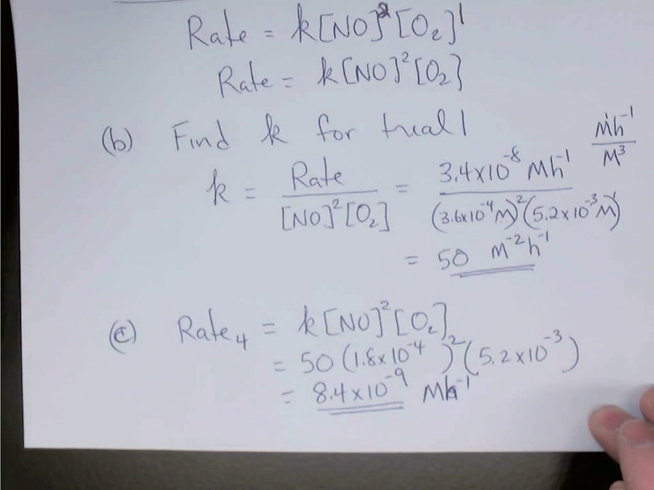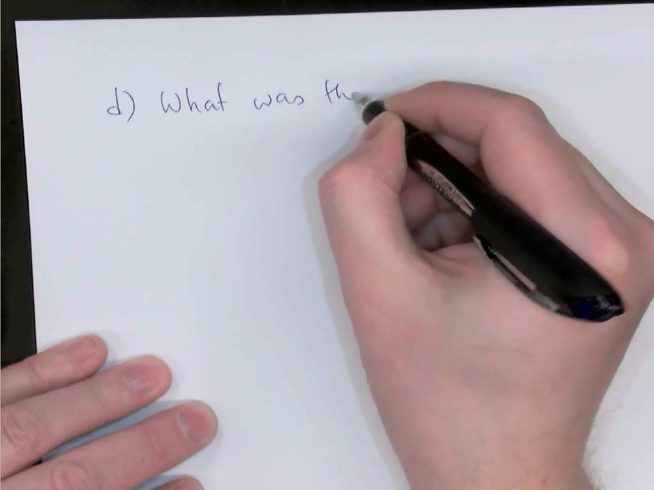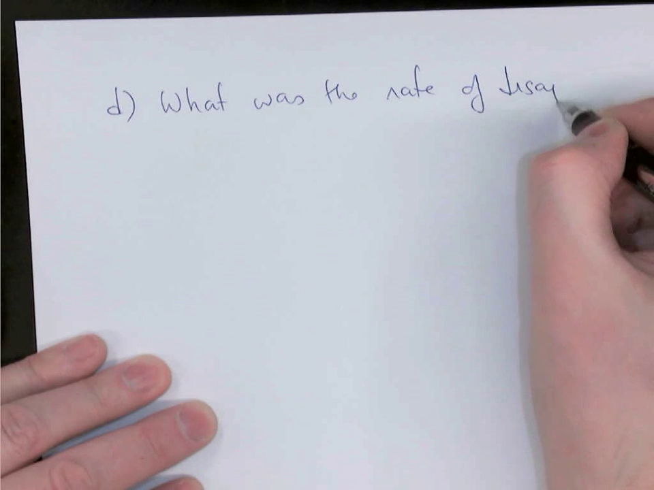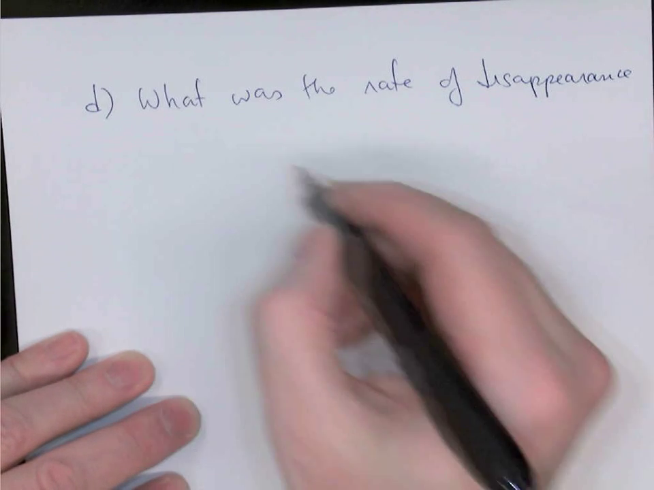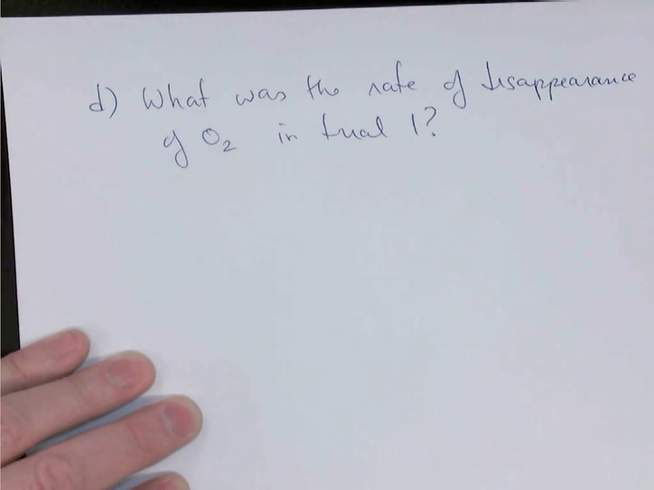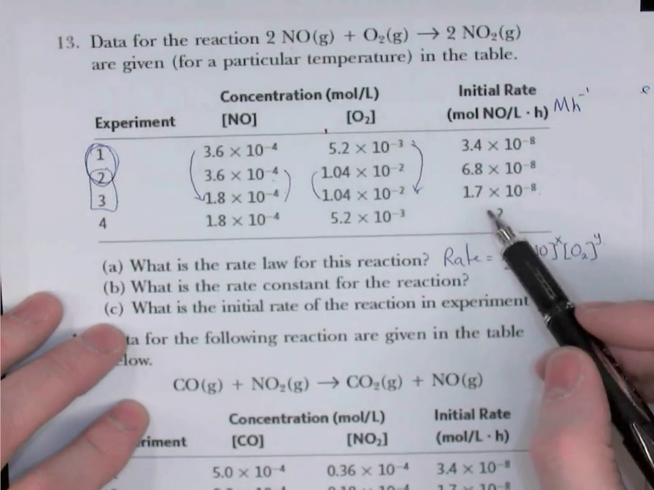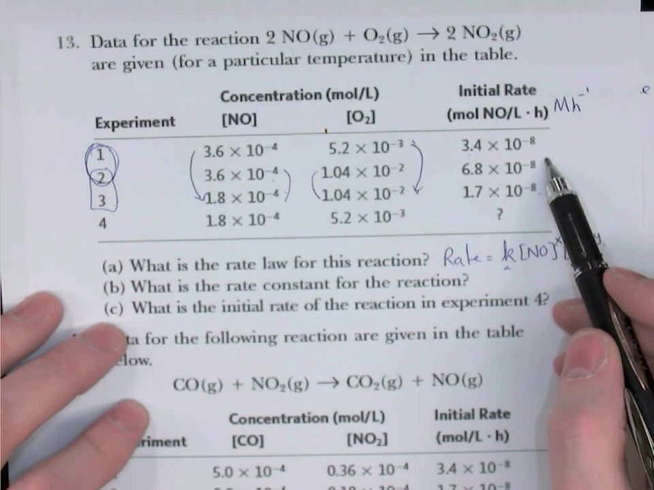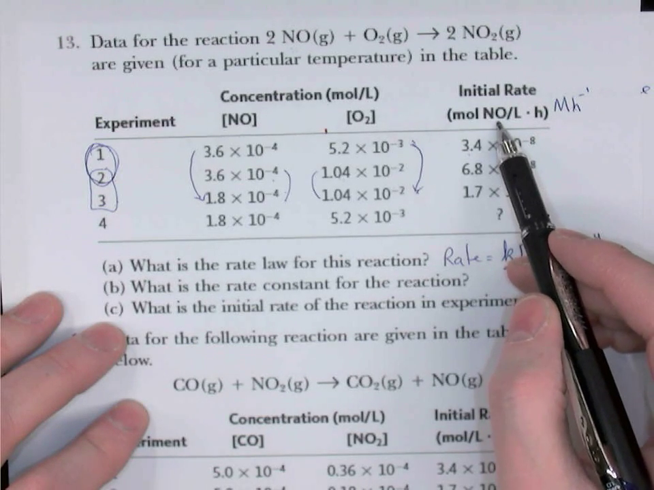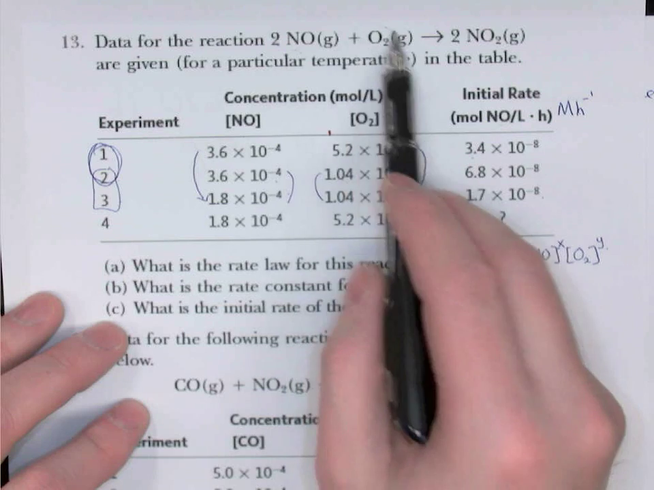Now let me just quickly add one last question. This wasn't on the original paper, so question D. What was the rate of disappearance of O2 in trial 1? Let's take a look back at the table. In trial 1, the rate of the reaction was given as 3.4 times 10 to the minus 8. But notice that was a rate based on the NO. The person measuring this rate was measuring the rate of change of NO. The question now is asking us what was the rate of change, the rate of disappearance of oxygen instead.